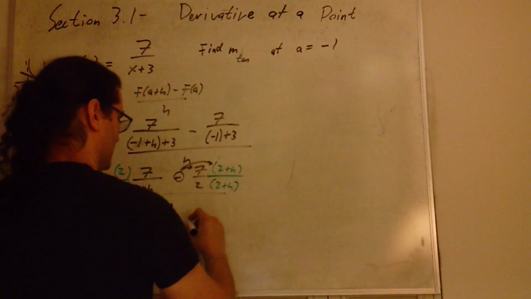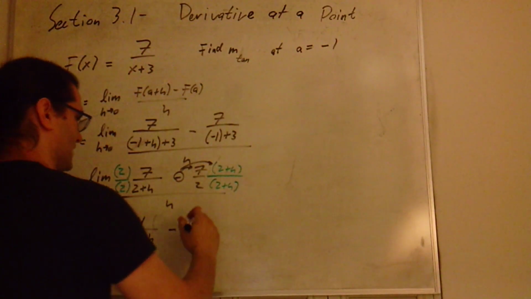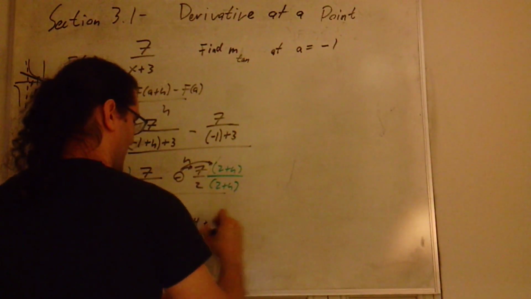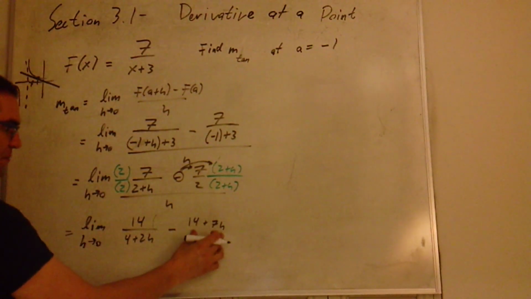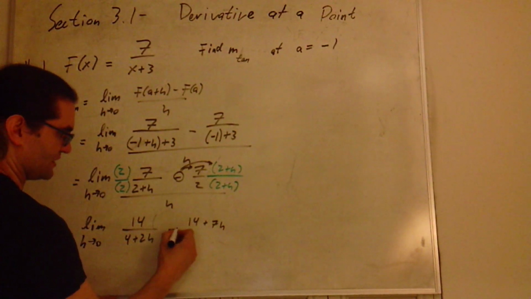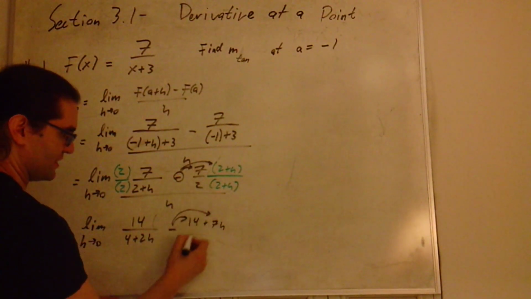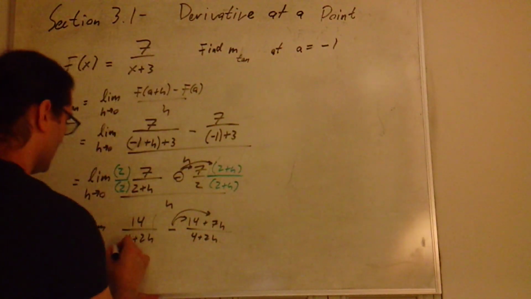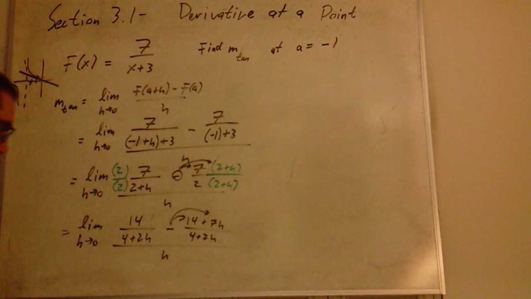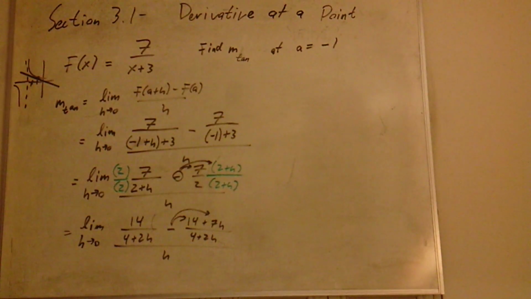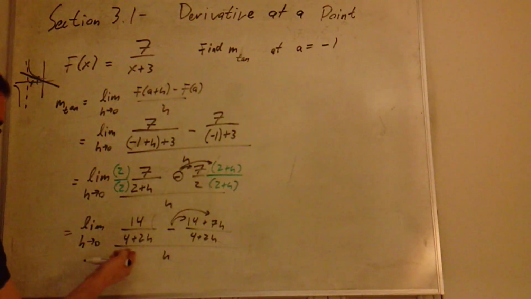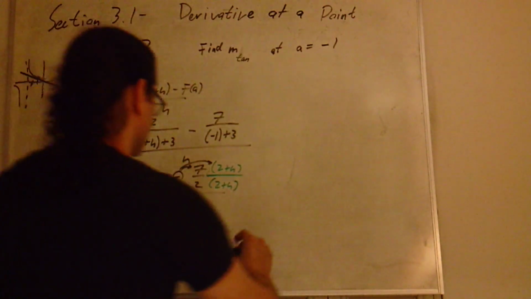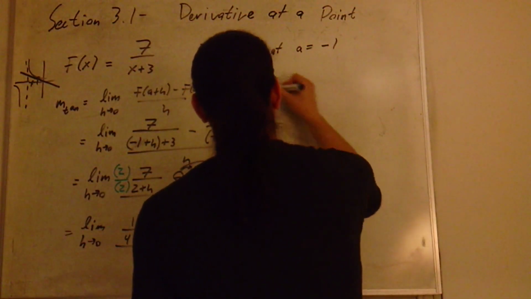So for now I'll just leave it as a negative sign, but it's going to be 14 plus 7h, but both of those things are going to end up being subtracted when I distribute this negative sign. So be careful about that. 4 plus 2h. Still all over h. I successfully got a common denominator here. 4 plus 2h, 4 plus 2h. So now I can just subtract what's on top. I'll come over here to do that.